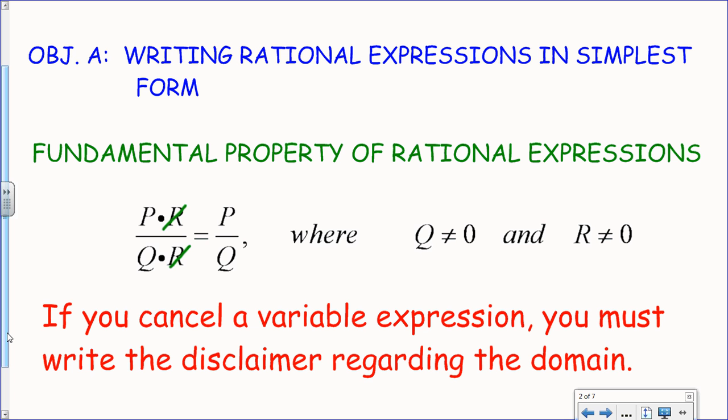So what we have on the bottom says, if you cancel a variable expression, you must write the disclaimer regarding the domain. What that means is variables in the denominator can't be a value that would make the denominator 0. We can't divide by 0. Remember, that gives us undefined. That does not work. So like on a graph, if you have a denominator of 0, those values would be either a hole or an asymptote. You can't graph them. So we'll be talking about the disclaimers as we simplify these.